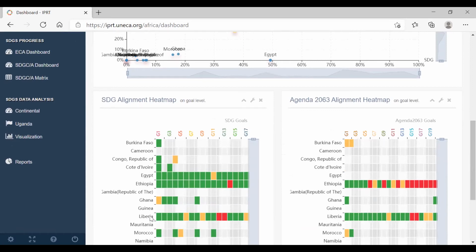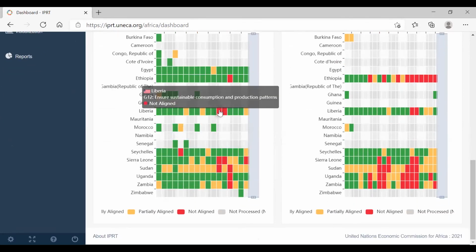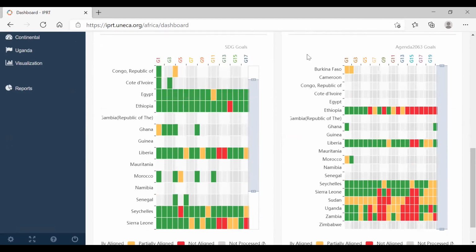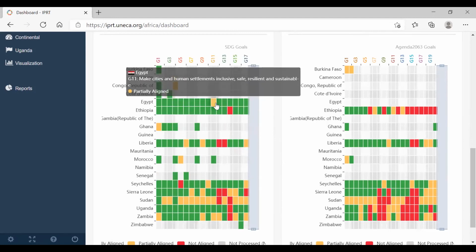So here you see the continental level alignment. SDG alignment heat map at goal level, for example, here, for all countries in Africa. Here, the first graph refers to alignment by country for each goal. For example, Egypt, you see quite a number of green boxes here. And also one partial, that's goal number 11. This orange color is partial alignment.